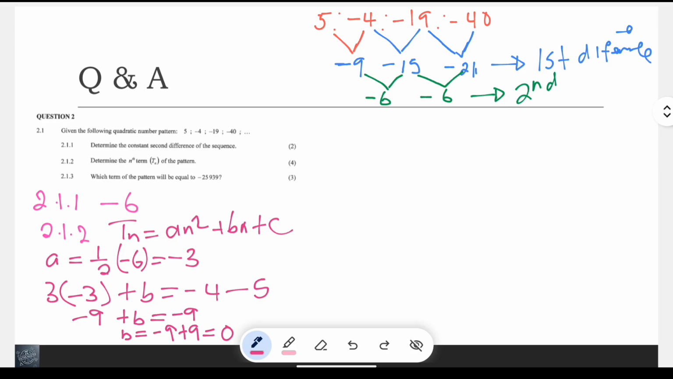Now let's look for the value of c. How do we get the value of c? a plus b plus c is equal to T1. We found the value of a up there, which is minus 3, and the value of b is 0, plus the value of c. We're looking for the value of c. And what is our T1? Our T1 is equal to 5. So we substitute there, it's equal to 5. And then you add c, minus 3 plus 0, that is minus 3. Then you add 3 to both sides, and we'll have c equal to 5 plus 3. That will be equal to 8.